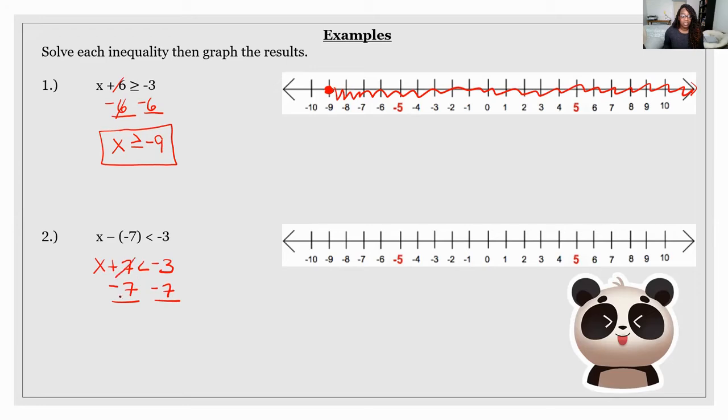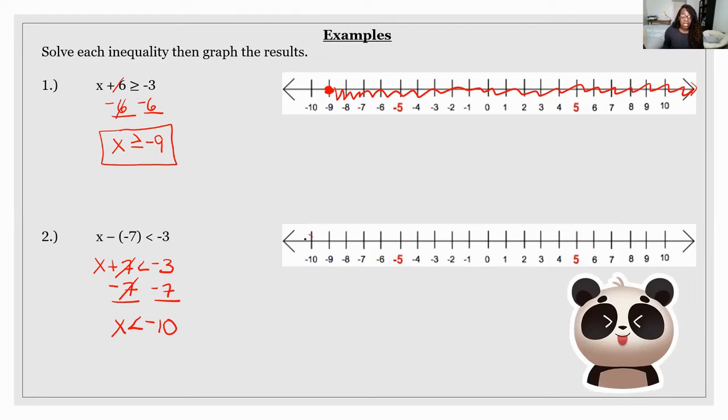So the 7's cancel out on the left-hand side, leaving me with my x. Still got my less than symbol. Now that's negative 3 minus 7. It's a negative 10. Remember, if the signs are exactly the same, you're really adding and you're keeping the negative symbol. All right? So now we're looking at x is less than negative 10.